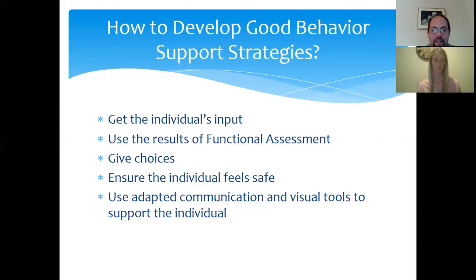And ultimately, we also need to factor in the individual's specific needs. We may need specialized communication tools. We may need visual tools. There may be physical objects that are part of this, and the team should discuss how those are going to be obtained and utilized for the purpose of those strategies.